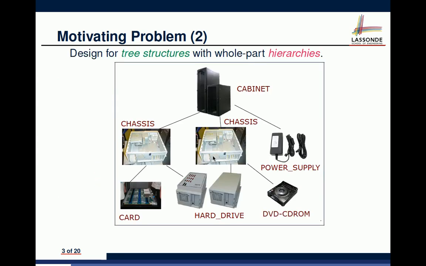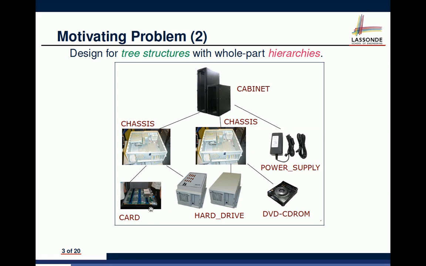This is the diagram we want to model in the design. It can be basically anything that you can model as a general tree. It doesn't have to be a binary tree, any tree structure. Now I want you to pay attention to the following. Think about every component over here, for example chassis, cabinets, power supply, DVD, CD-ROM, hard drive and card. Every one of them will eventually be turned into a class.